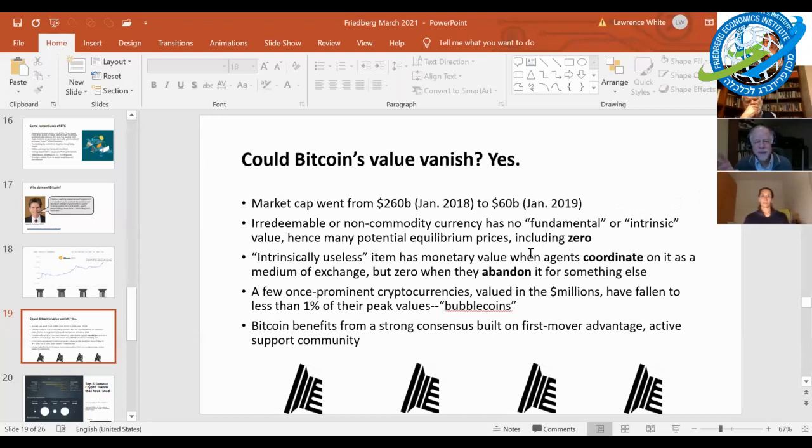But an intrinsically useless asset can have a positive value when agents coordinate on it as a medium of exchange. So that's true of the dollar, that's true of the shekel. They don't have any fundamental value either. They're valued because people expect them to be valued. And as long as people are holding them as a medium of exchange, they're subject to the supply and demand analysis that I started off with. That's what variations in their value depend on.